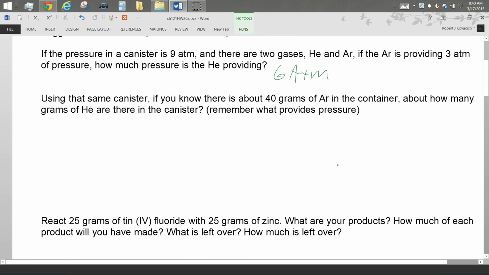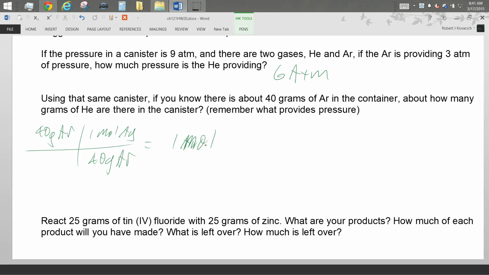Using that same canister, if you know there's about 40 grams of argon, how many grams of helium are in the canister? Remember what provides pressure. Okay, so if I've got about 40 grams of argon, the ratio is 1 mole of argon is about 40 grams of argon. So we've got about 1 mole of argon in that container, right? So tell me about the moles and the mass of the helium.